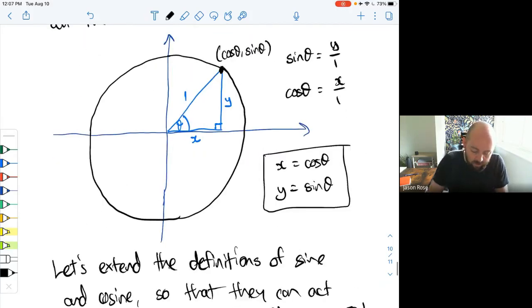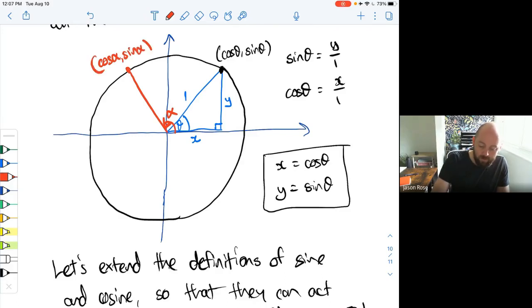So maybe I can draw it on here actually. Let's say I have something going up to here, have an angle going from there to there like that, and let's say it's alpha. This would be cosine alpha, sine alpha. Okay. If I had, maybe let's use green.